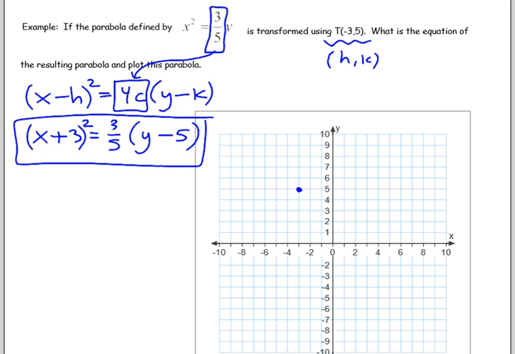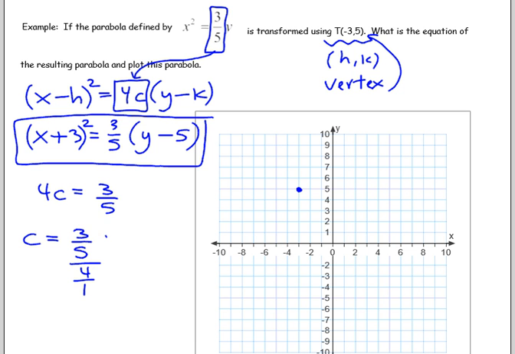Now, if you want to sketch it, if you want to graph, you would need to find c. Like we said here, we got the vertex. Now, to find c, you know that 4c is 3/5. So how do you find c? You need to divide that by 4 over 1. Remember, when you divide by a fraction, you can multiply by the reciprocal. So 3 over 20 is your c. That means from your vertex, 3 over 20 is your c, so that's going to be your focus.